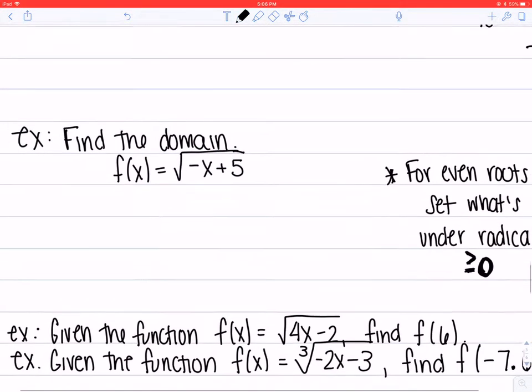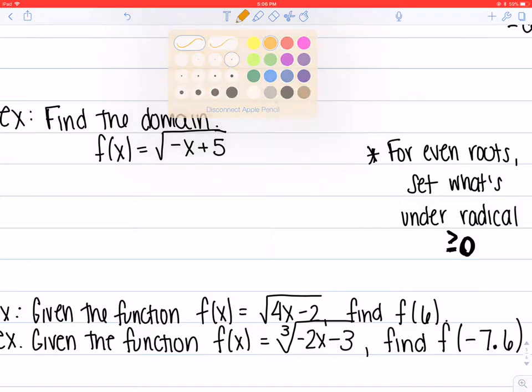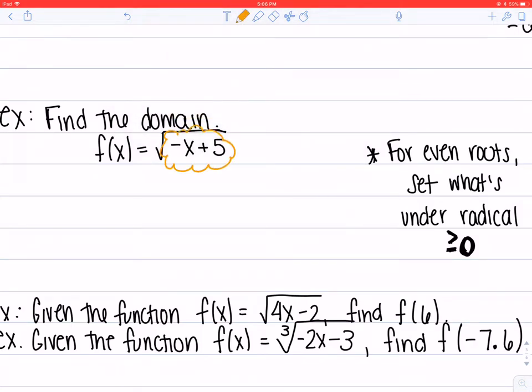So our first example is to find the domain. Off to the side, I've already written that when you are finding the domain of even roots, you will set whatever is inside the radical, under the house, greater than or equal to 0. That's because square roots, all even roots, have to be positive or 0. You can have 0, and then it has to be bigger than 0. So you're going to force this thing to be greater than or equal to 0.